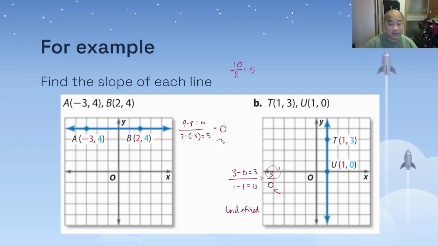Okay, and that is different from 0. These are not the same answer. And they will clearly not be the same answer in any situation, including a test. So be sure that if you have a horizontal line, the slope is 0. On a vertical line, it's undefined. Okay.